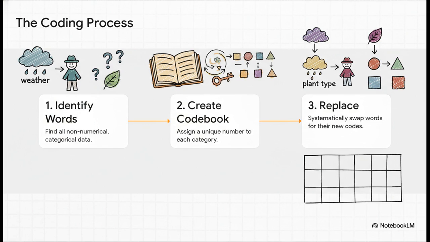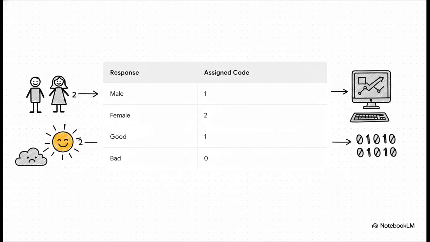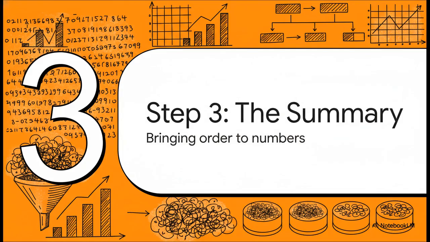And finally, you just go through your data and replace all the words with their new number codes. Simple as that. And here's exactly what one of those codebooks looks like in action. We've decided male will be represented by the number 1, female by 2. Good becomes 1 and bad becomes 0. And just like that, bam, our qualitative data is now machine readable, and we can finally start doing some math with it.